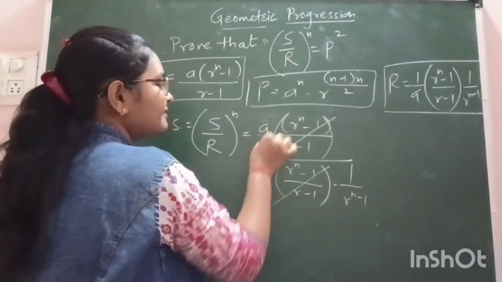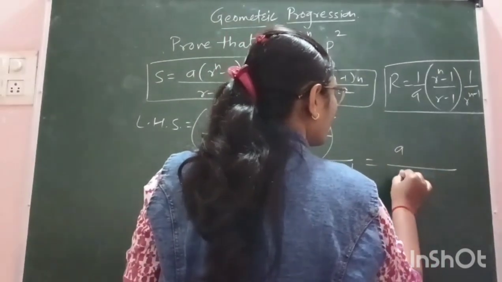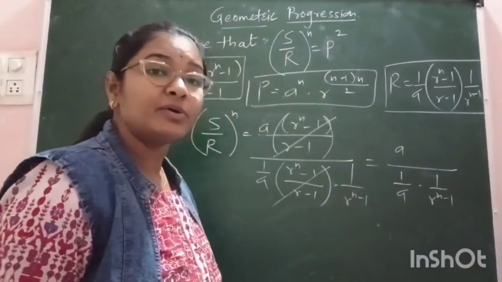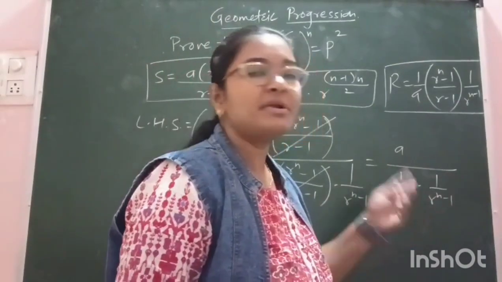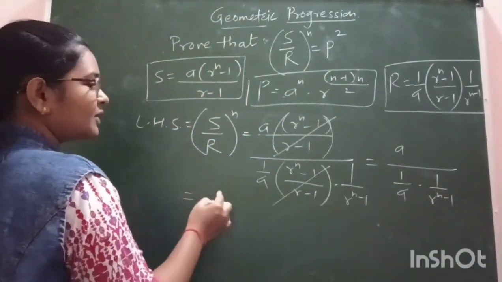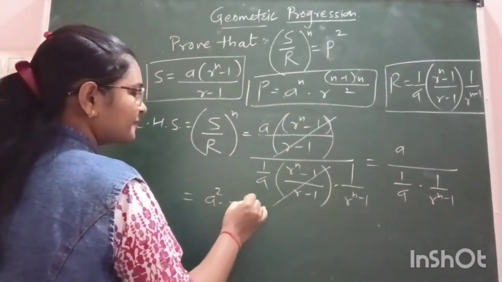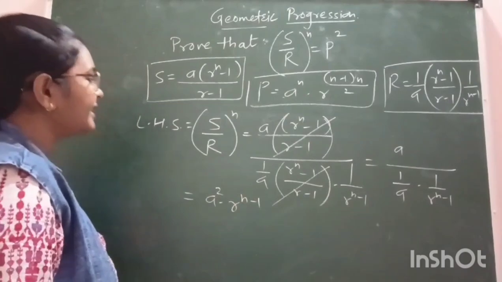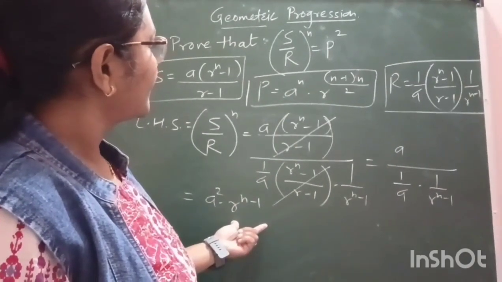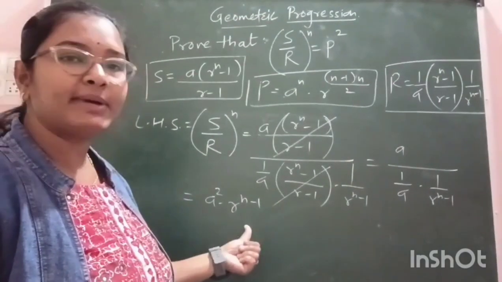So here a is given. Now students, what is remaining? A upon 1 upon a into 1 upon r raised to n minus 1. As we know that the denominator will go in the numerator, so what we are getting? It's equal to a square into r raised to n minus 1. Okay. So what we have? A square into r raised to n minus 1.